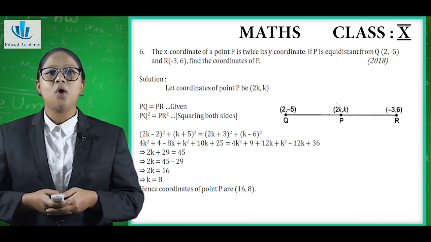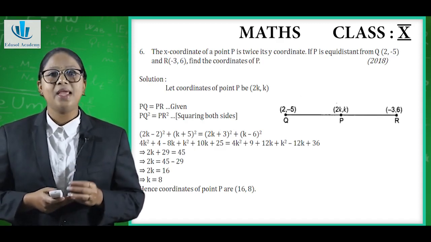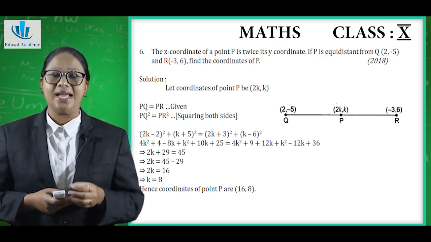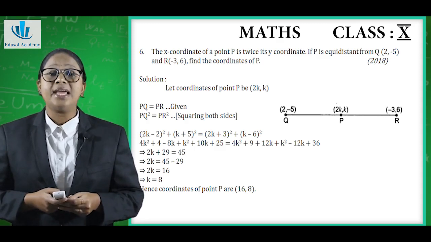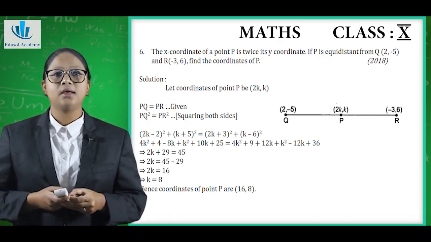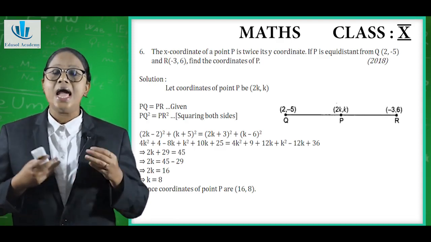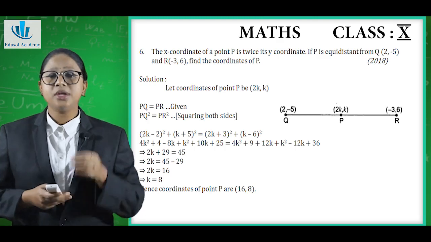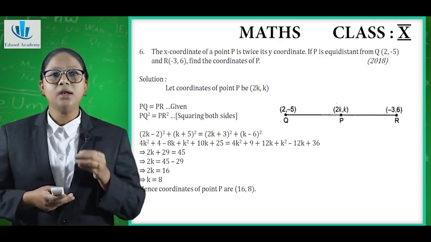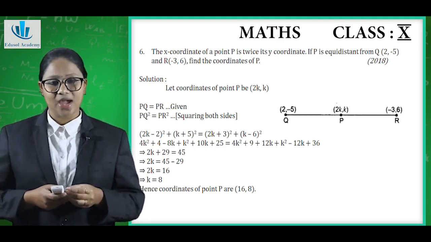The x coordinate of a point P is twice its y coordinate. If P is equidistant from Q (2, -5) and R (-3, 6), find the coordinates of P. So again, P is equidistant from 2 points Q and R and the coordinates are given. And now there is a relation between coordinates of P itself. The x coordinate of the point P is twice its y coordinate.